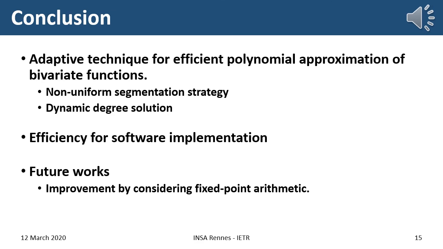In this presentation, we have described an adaptive technique for efficient polynomial approximation of bivariate functions. A non-uniform segmentation strategy and a dynamic degree solution are used to limit the implementation cost. The software implementation shows the efficiency of the proposed technique. This implementation uses floating point arithmetic for both segmentation tree traversal and coefficient encoding. In future works, the approach can be improved by considering fixed point arithmetic.